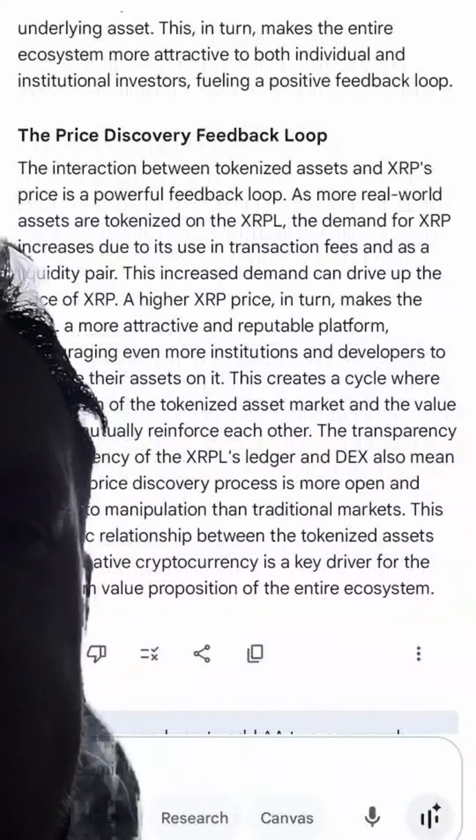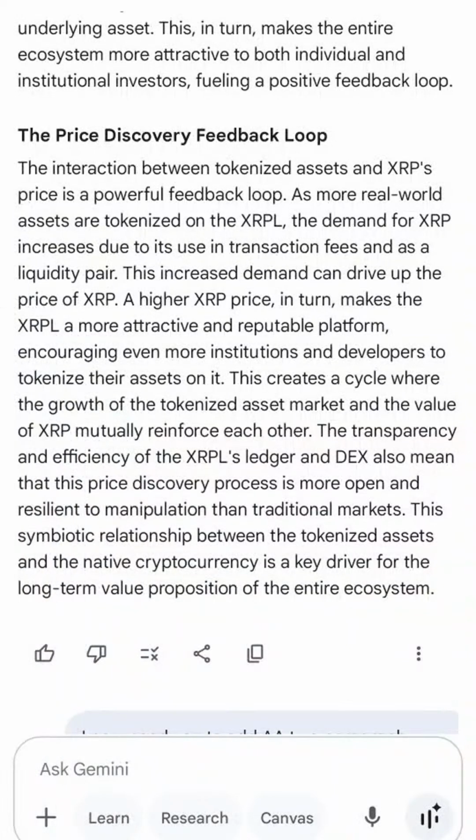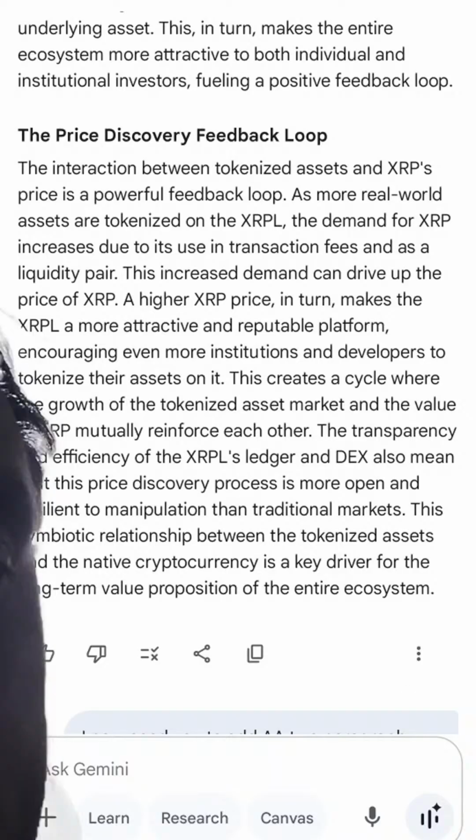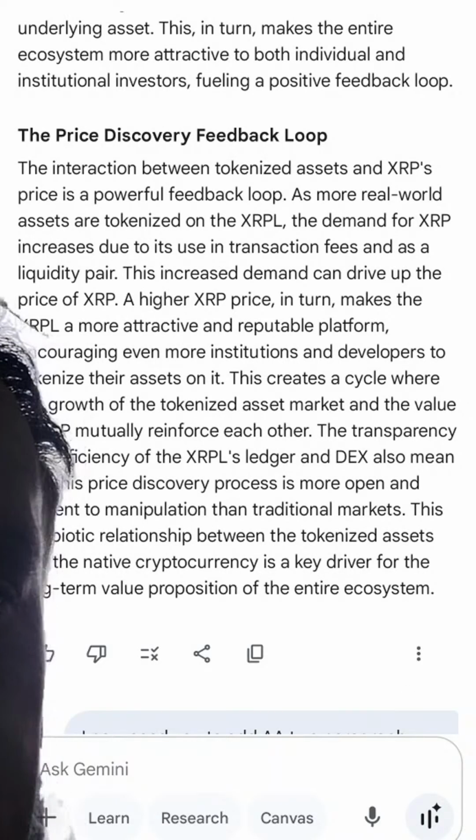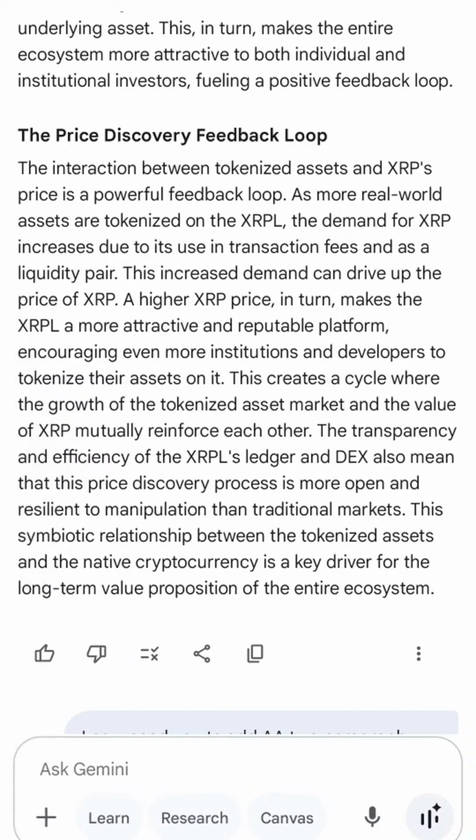So we got here, it says, as more real-world assets are tokenized on the XRPL, the demand for XRP increases due to its use in transaction fees as a liquidity pair. This increased demand can drive up the price of XRP. A higher price, in turn, makes the XRPL a more attractive and reputable platform, encouraging even more institutions and developers to tokenize their assets on it. This creates a cycle where the growth of the tokenized asset market and the value of XRP mutually reinforce each other.